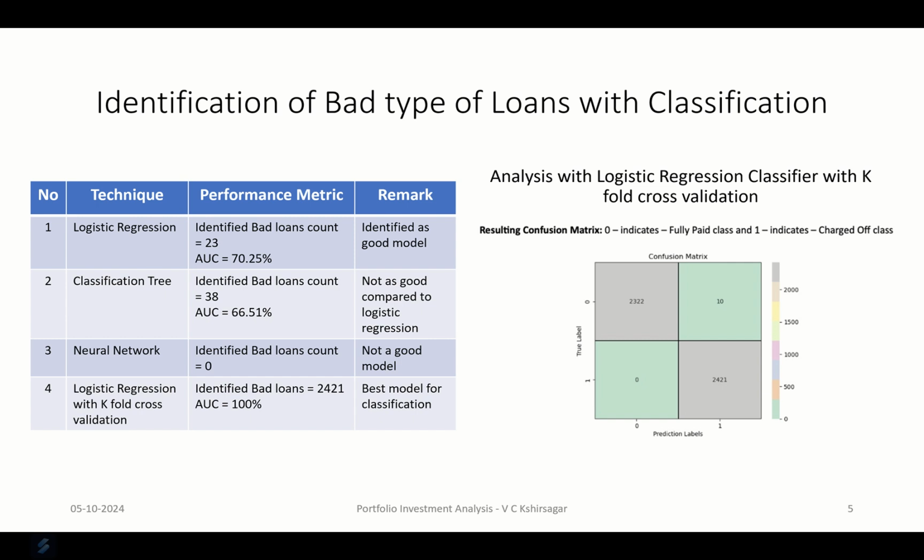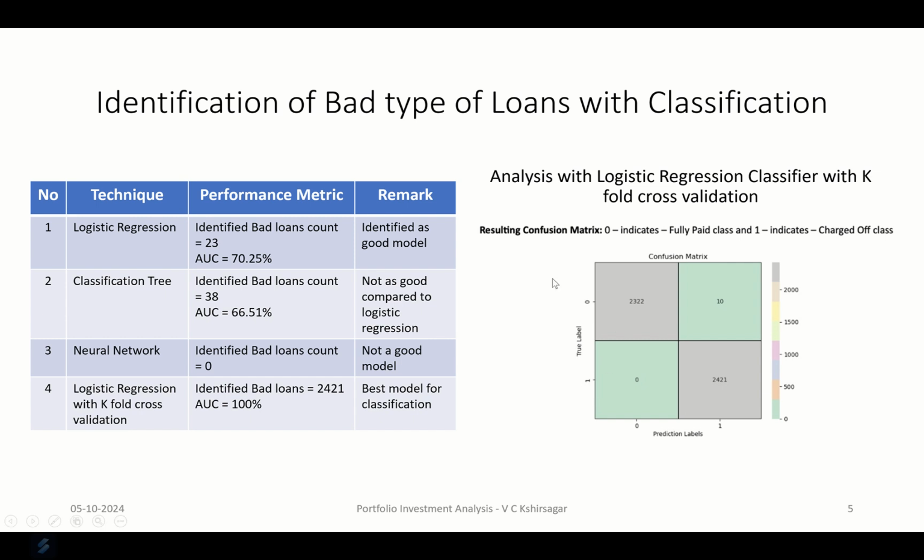For classification, the technique used the metrics of confusion matrix and area under curve. And from this comparison of four different methods on the left hand side, we see that the logistic regression classifier, the fourth type, with k-fold technique, is able to achieve the area under curve maximum of 100%. And therefore, we conclude that the best classification method to identify the bad type of loan is logistic regression with k-fold cross-validation.